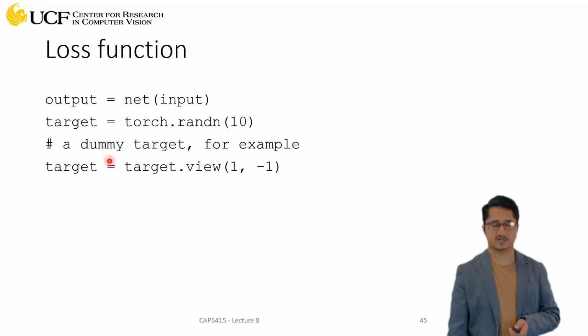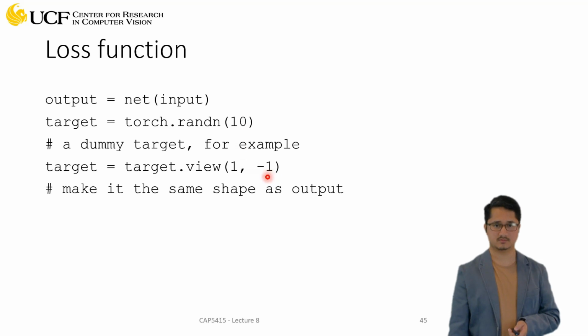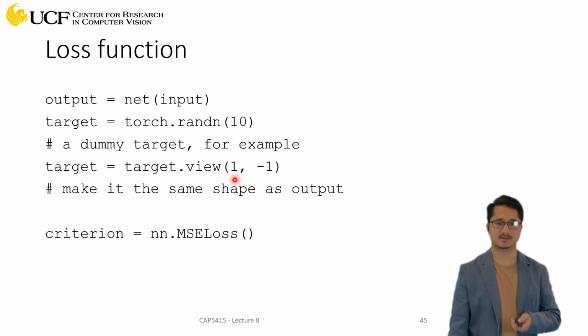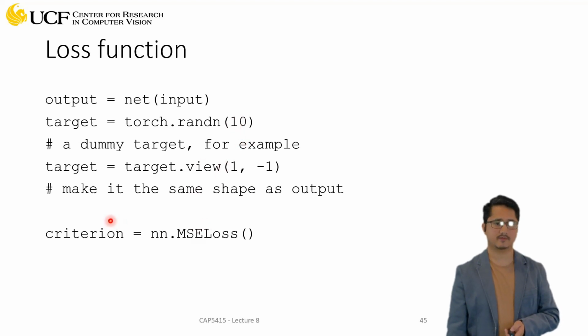So again, you are changing the shape of the target, which means that your batch size is 1 and you're pushing all the 10 values to the second dimension. In this case it's assuming that batch size is 1, but if batch size is 4, you can have this as 4, and then you'll have to have more values here as well. And this is how you define your loss function.